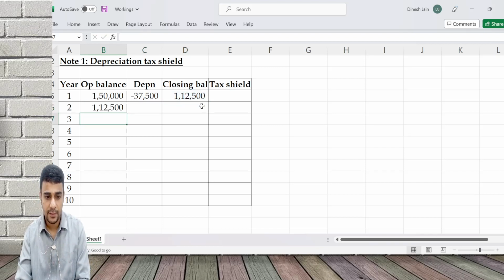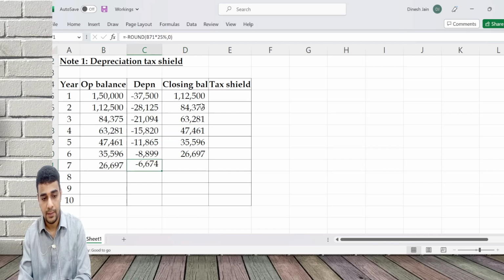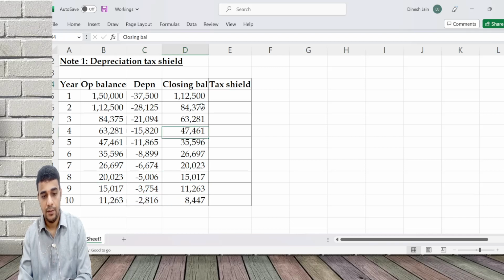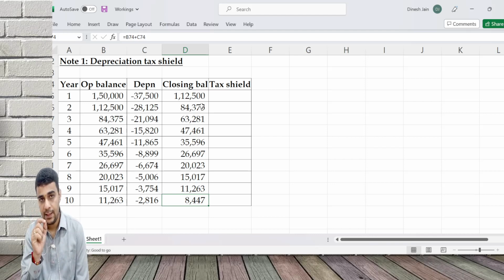Take this to be the opening. Again 25%, closing balance. The cycle will keep going on. We'll keep claiming 25% depreciation. Whatever is the closing balance at the end of 10th year, that is the salvage value. Claim depreciation for all the 10 years.